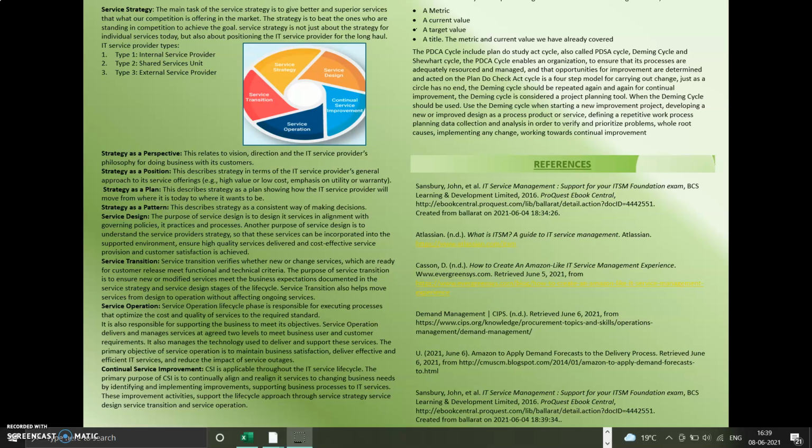The last one here is continual service improvement. Continual service improvement is applicable to the IT life cycle service. The primary purpose of continual service improvement is to continuously align and realign the IT services to changing business needs by identifying and implementing improvements throughout all the IT services in the department.